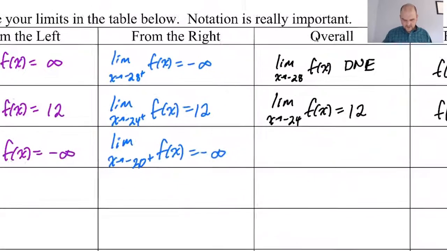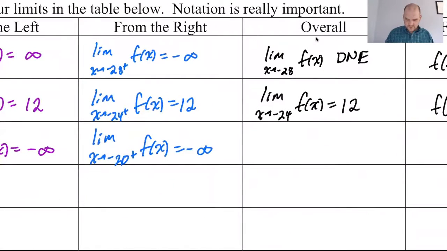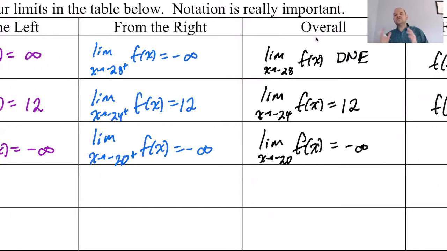Woo! That's exciting because they're the same, which means we can say the limit as x approaches negative 20 overall of f of x is negative infinity, which is so much information. If you tell me that, I instantly know what the graph looks like. Just diving down, we know what it looks like.